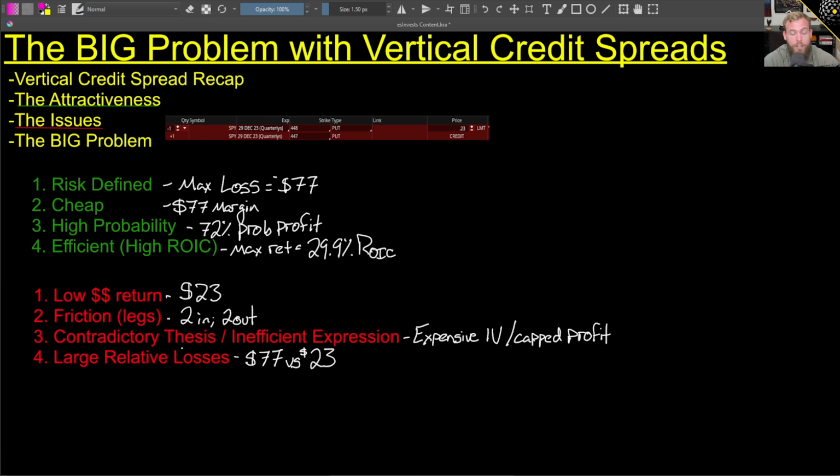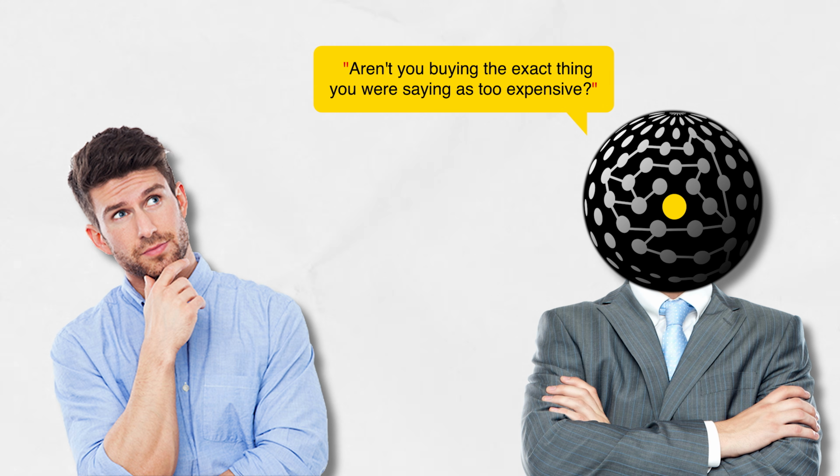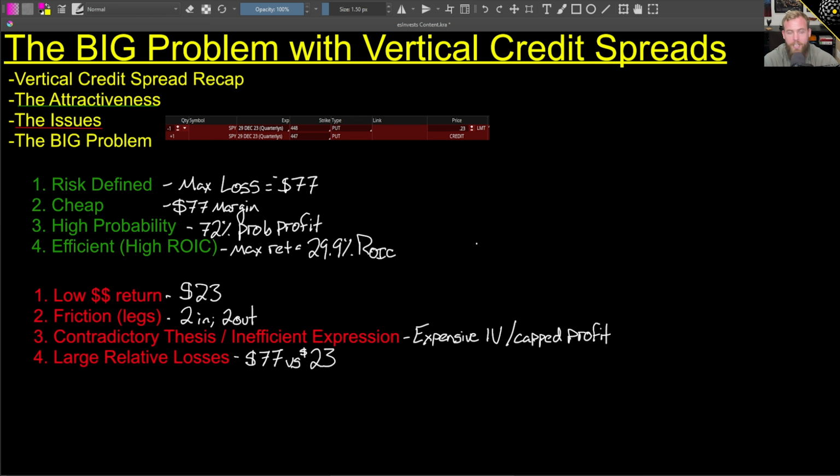They also have a contradictory thesis, in my opinion, or they're just inefficient in their expression. What I mean by that is sometimes you'll hear, oh, if IV is high, then you sell credit spreads. Well, aren't you buying the exact thing you are saying is too expensive? It kind of doesn't make sense. And more important than that, they're not the most efficient way to capture these different kinds of expressions. We'll talk a little bit about that later. And the other thing, you are risking relatively a much larger sum of money to make a much smaller amount of money. This is exactly why they tend to be high probability strategies.